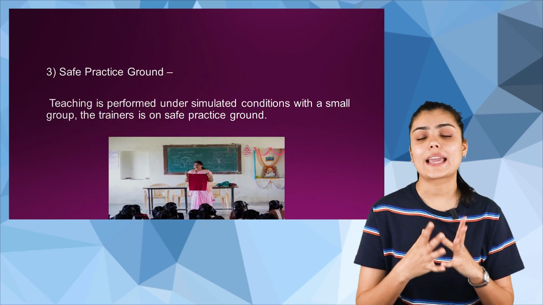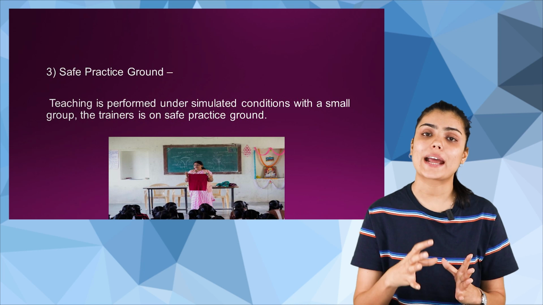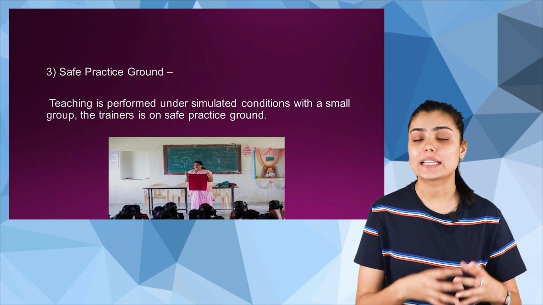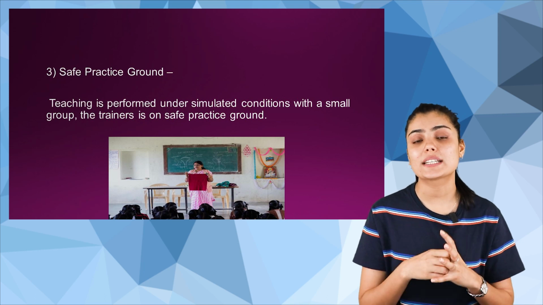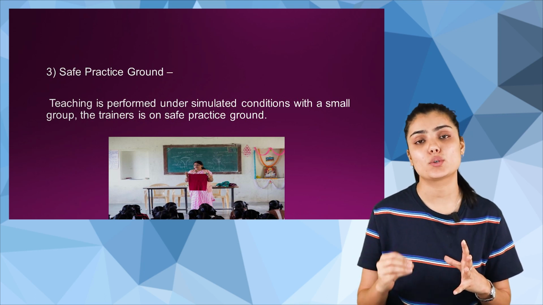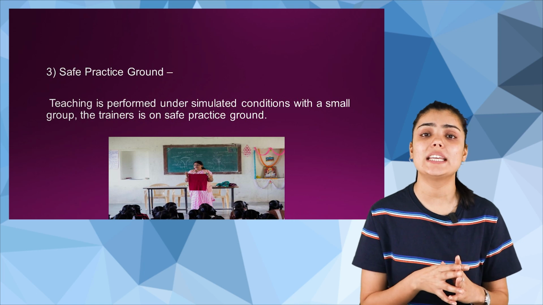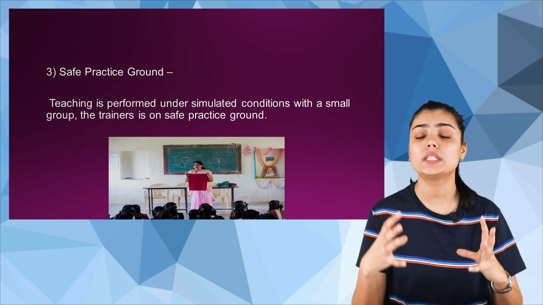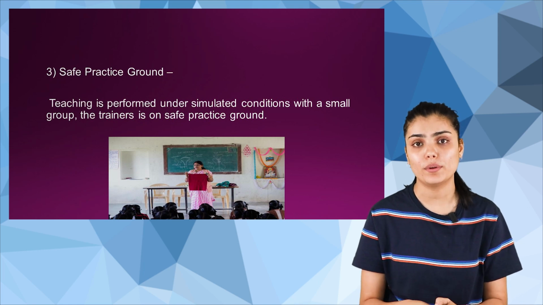The fourth characteristic is safe practice ground. So what does this mean? This means the trainee is given an opportunity to practice under a safe and controlled environment. Here the trainee is not exposed to a large audience at a time. The trainee gets to teach to a very small group of people, which is safe.